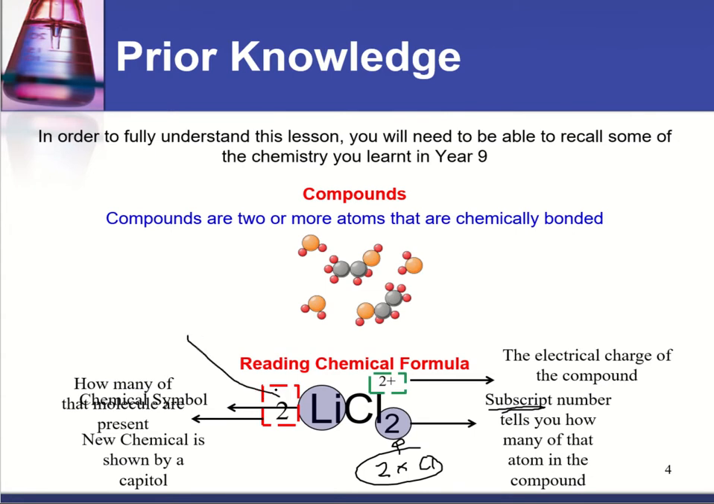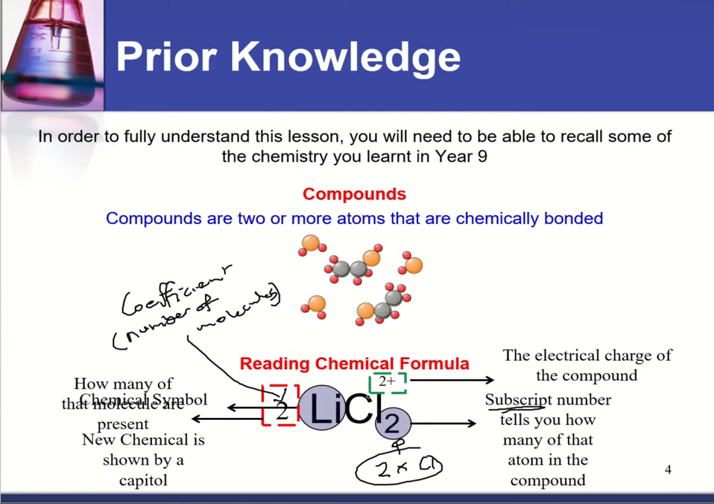This 2 in front here, we call this a coefficient. And that actually tells us the number of molecules. Okay, so in this case, lithium chloride, we have 2 lithium chloride molecules. This 2 here represents we have 2 chlorine atoms. Okay, that's what it's trying to signal here.